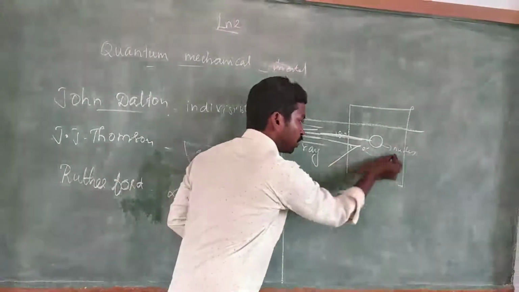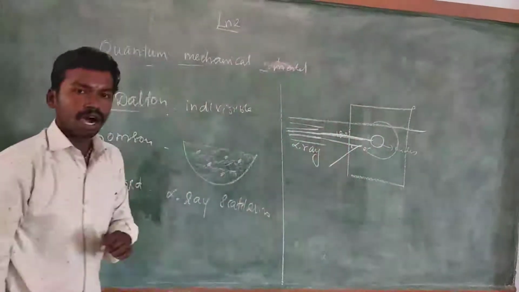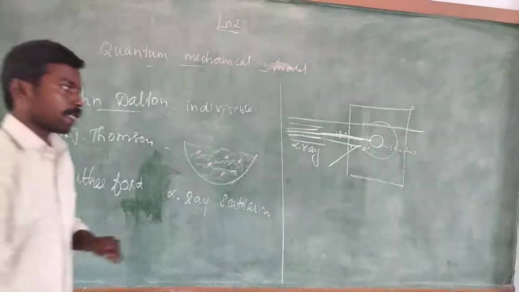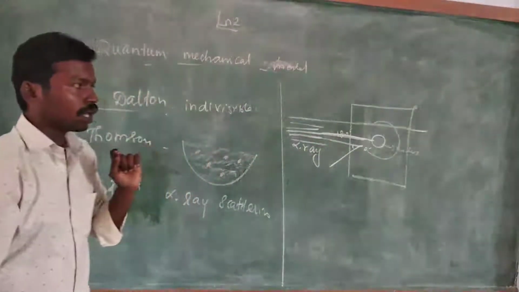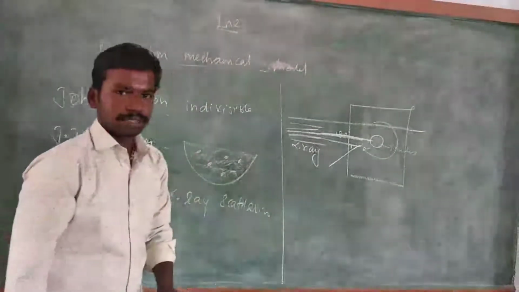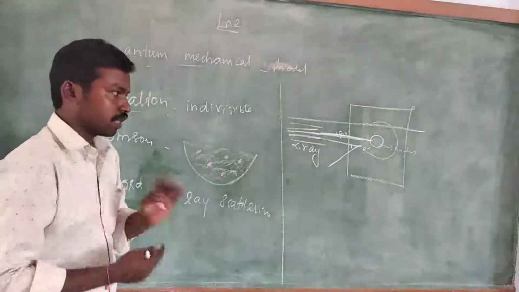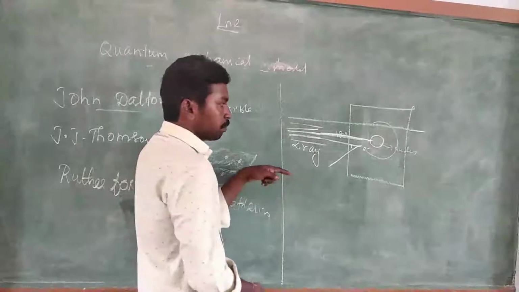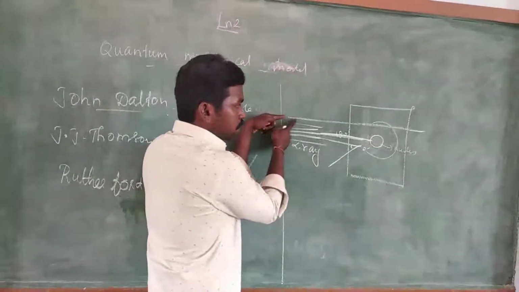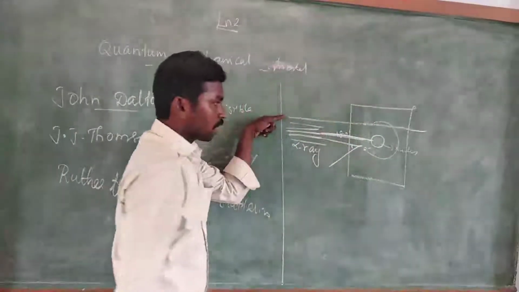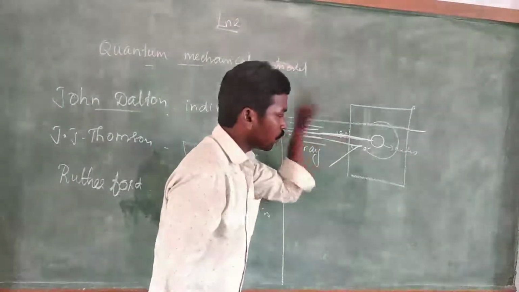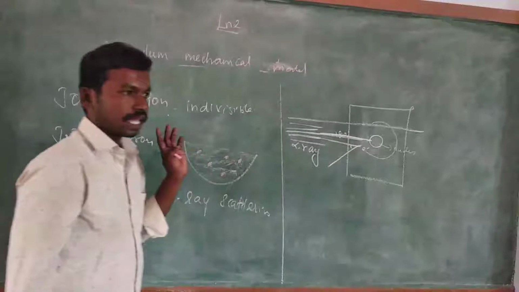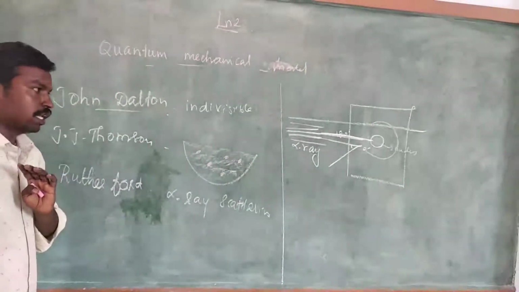So he confirmed that electron is revolving around the nucleus, and some of the alpha rays were allowed to pass through the gold foil, no? It is due to the empty space. So three observations he has given. What are those observations? Most of the alpha rays were allowed to pass through the gold foil, whereas some were deflected by an angle, whereas some of the alpha rays are deflected back at 180 degree.